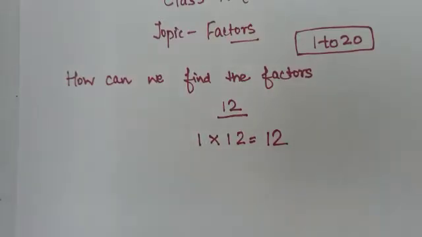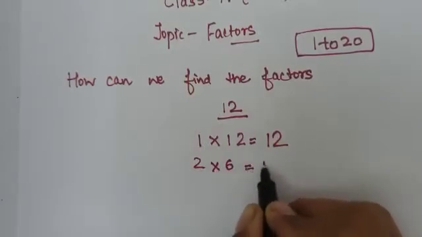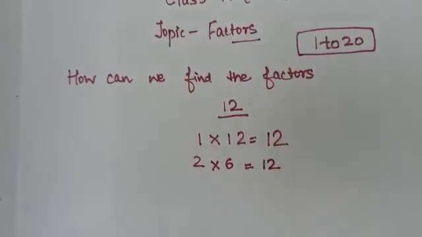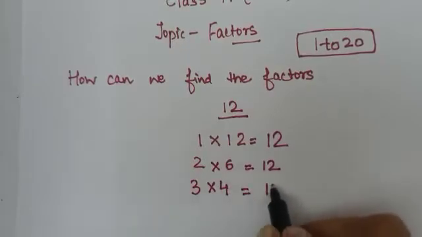Now children, think in your mind in which next table 12 comes. After 1, let us check for 2. 12 comes in the table of 2. Yes. 2 into 6 is 12. Now think next table. 12 comes in the table of 3. Yes. 3 into 4 is equal to 12.